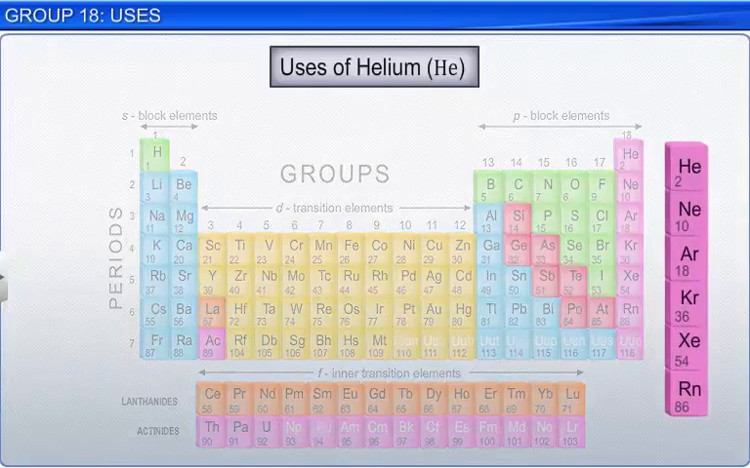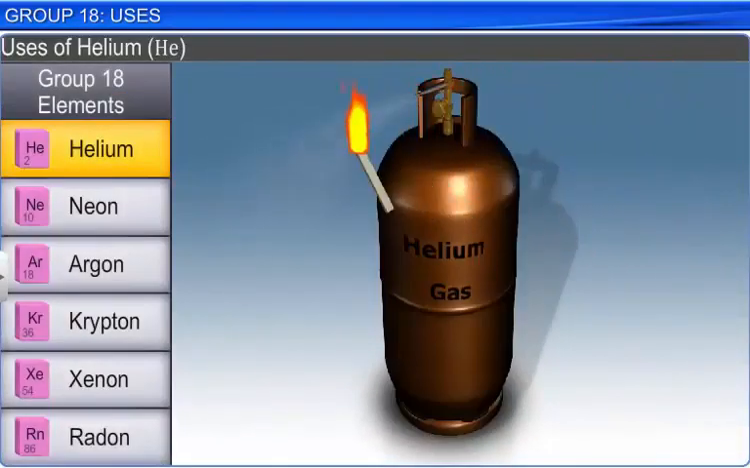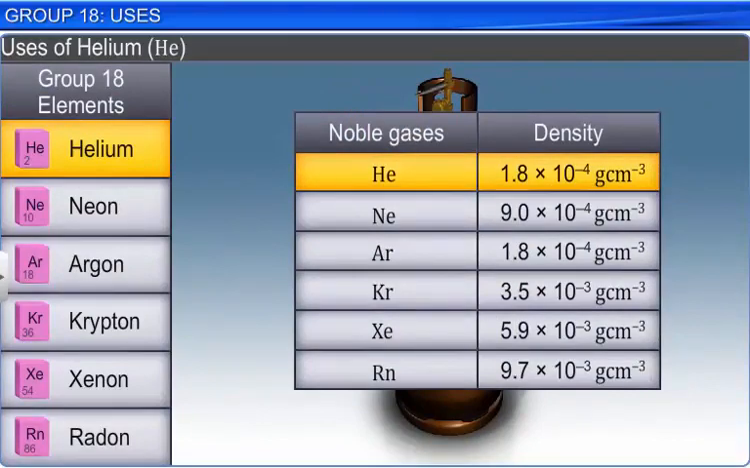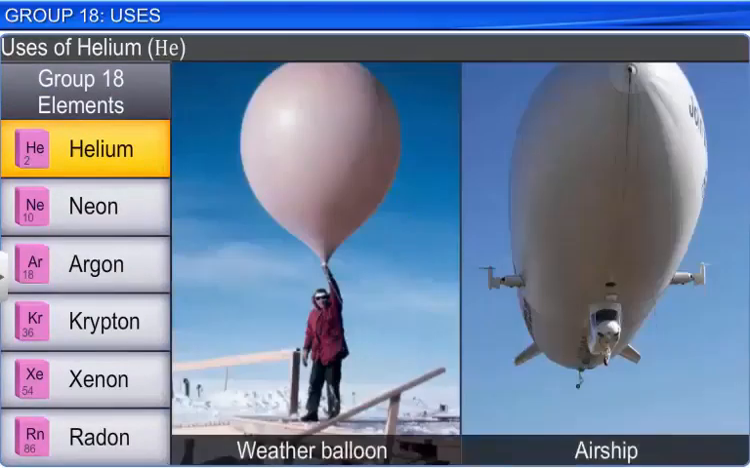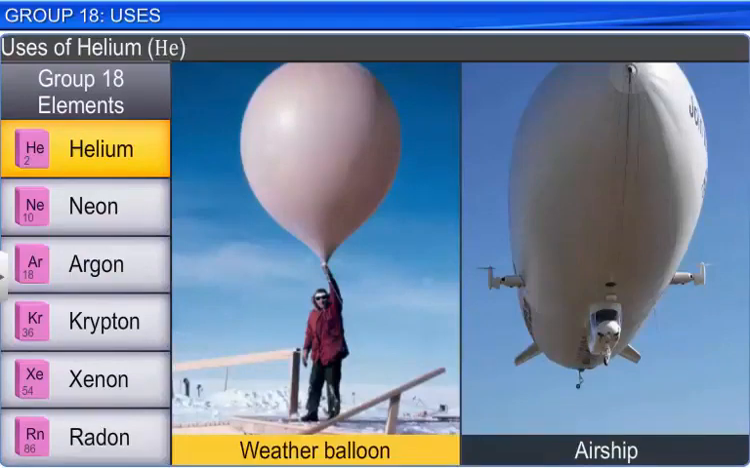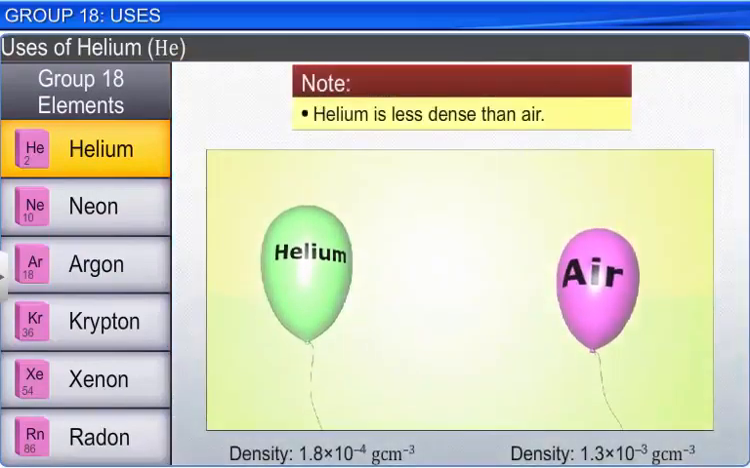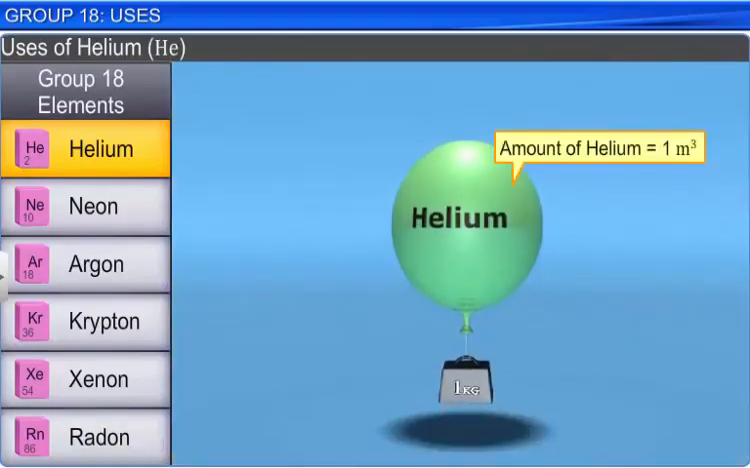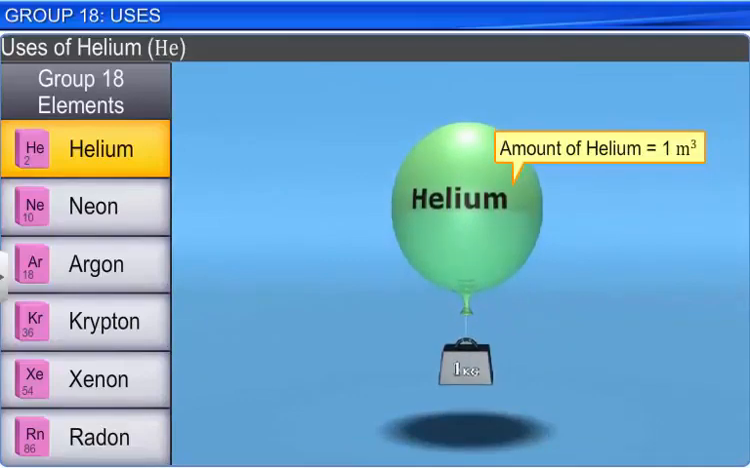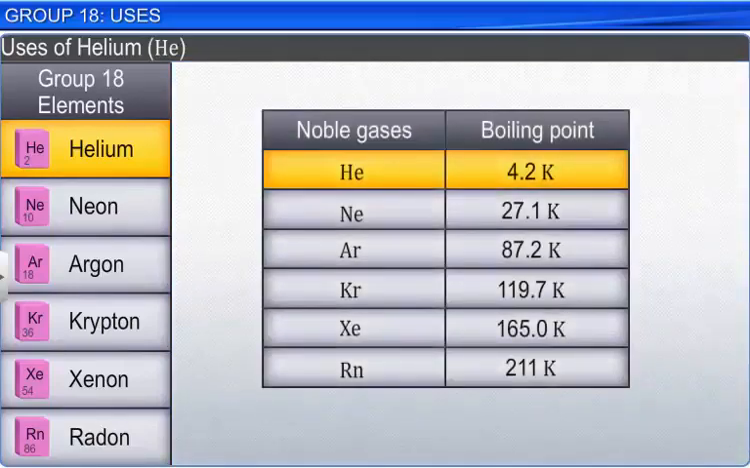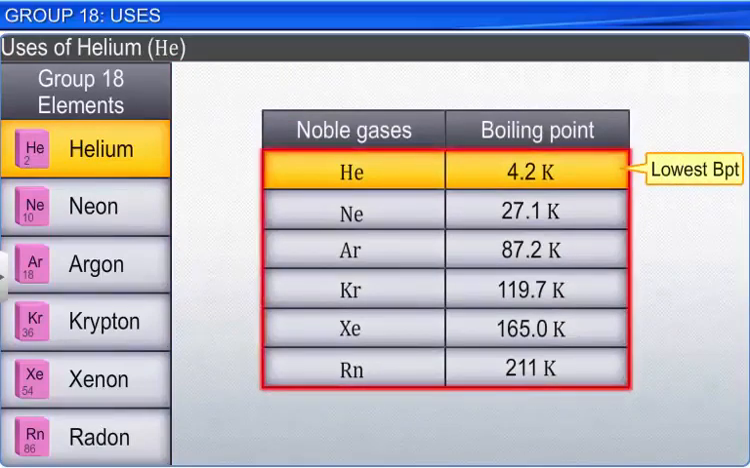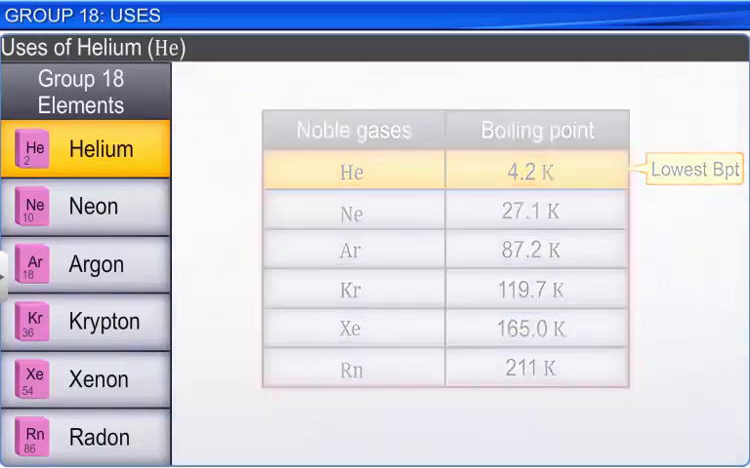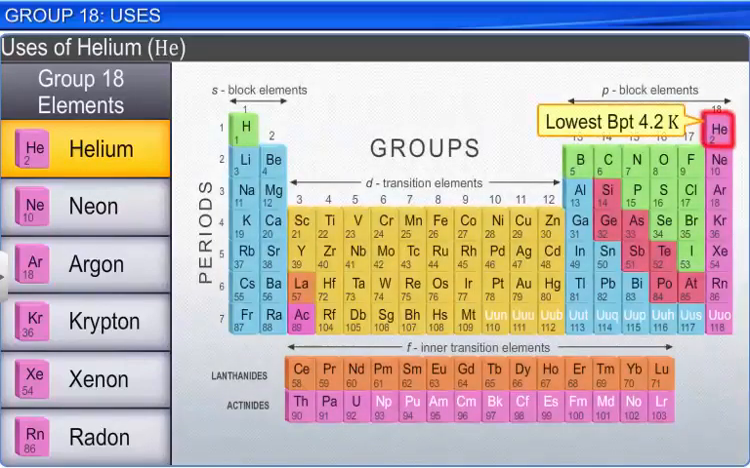Let us begin our study with the uses of helium. Helium is not inflammable and has a very low density. That is why it is used to fill weather balloons and airships. Note that it is less dense than air. 1 cubic meter of helium gas can lift 1 kg. You know that helium has the lowest boiling point among all the elements in group 18. Moreover, it has the lowest boiling point of any element, just 4.2 Kelvin.